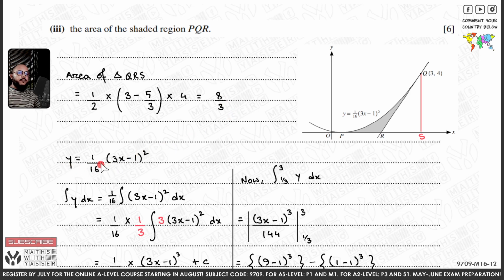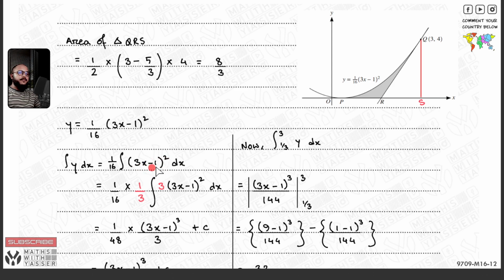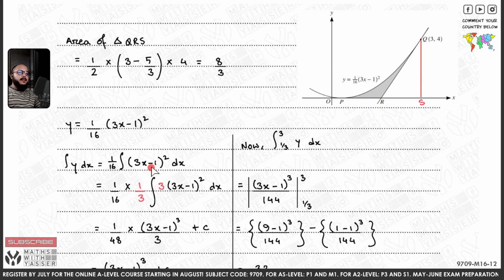Now for the curve, we have 1 over 16 times 3x minus 1 whole square. We need to integrate this first. So 1 over 16 is a constant. So let's take it out. And we are left with integrating 3x minus 1 whole square. For this, power is the operator. That means we need to differentiate 3x minus 1. That gives us 3. So we bring 3 over here and we need to balance the equation, which is 1/3 outside the integration.